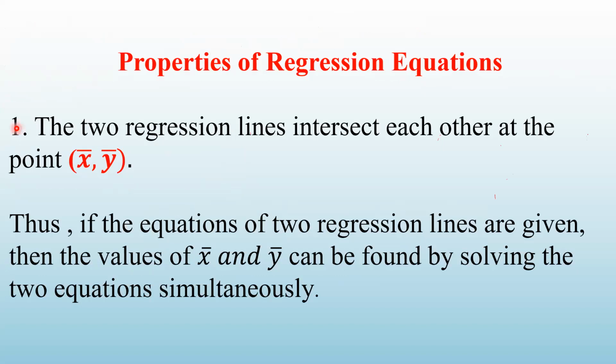So the very first property is that the two regression lines intersect each other at the point x bar, y bar. What is the meaning of that? The meaning is, if you draw the graph of these two lines, then you will see that these two lines intersect at the point x bar, y bar. So in order to find the mean values x bar and y bar, we have to solve the two equations simultaneously.